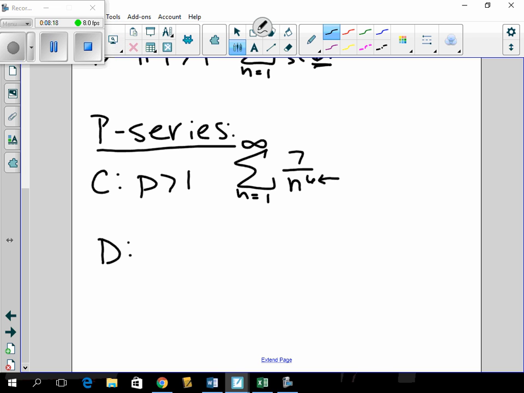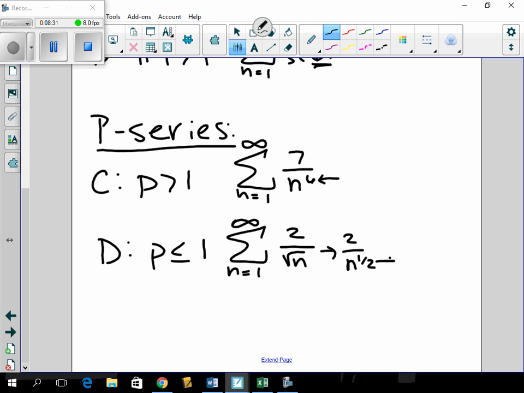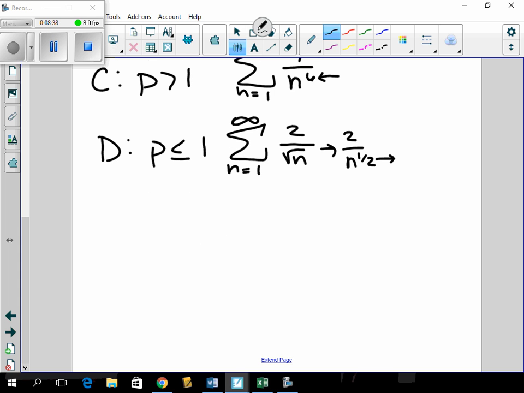Versus divergence, if p is less than or equal to 1. If we had 2 over the square root of n, we could rewrite that as 2 over n to the 1/2. That p is a fraction, less than 1, so this series is going to diverge. I write p is less than or equal to 1, but when p is equal to 1, remember we have the harmonic series, n equals 1 to infinity of 1 over n. Our harmonic series always diverges.